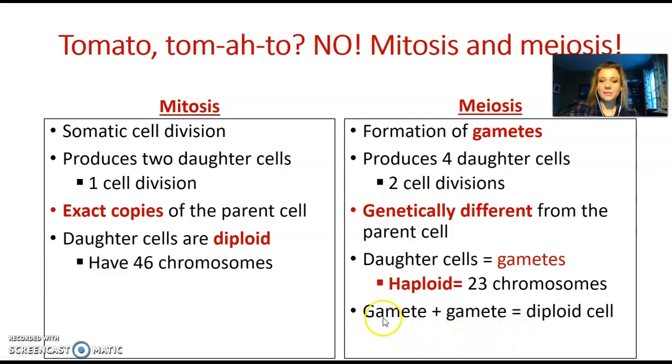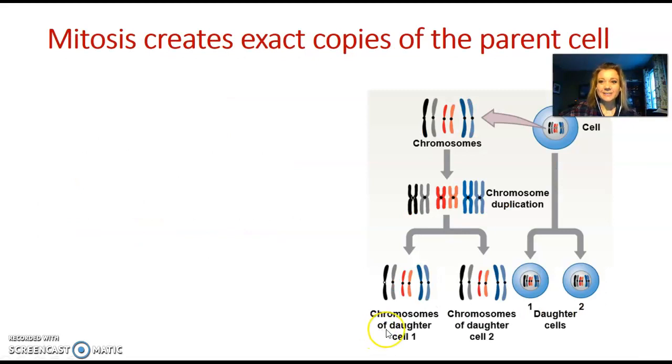And that's what I was just talking about. A gamete plus a gamete, a sperm plus an oocyte produces a diploid cell, 46 chromosomes, 23 plus 23. All right, so let's talk a little bit first about mitosis.